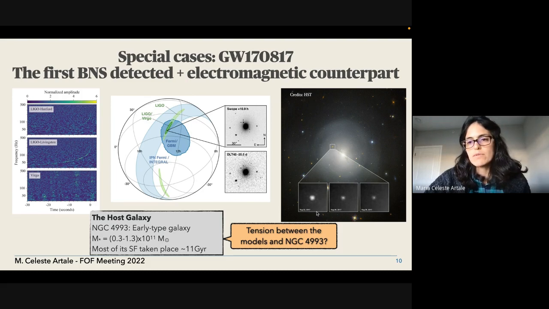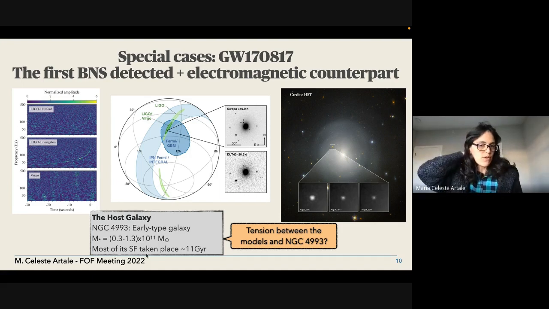Here is the image from the Hubble Space Telescope, and this is the event, the afterglow of the short gamma ray burst, in fact. Since we have the electromagnetic counterpart, we were able to identify the host galaxy of this very first binary neutron star system. The host galaxy is NGC 4993. It's an early type galaxy with a stellar mass of about 10 to the 11 solar masses, and most of its star formation took place about 11 giga-years ago.